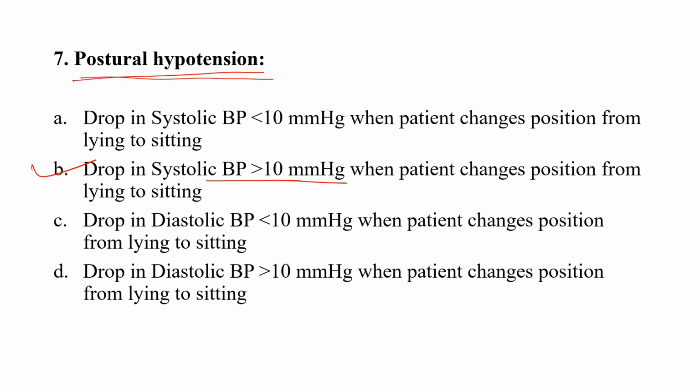Postural hypotension is a drop of blood pressure due to change in body posture to a more vertical position, like from sitting to standing, or lying to sitting, or lying to standing. So the correct option here is option B, that is, the person will have postural hypotension if the systolic BP drops more than 10 mm of mercury.